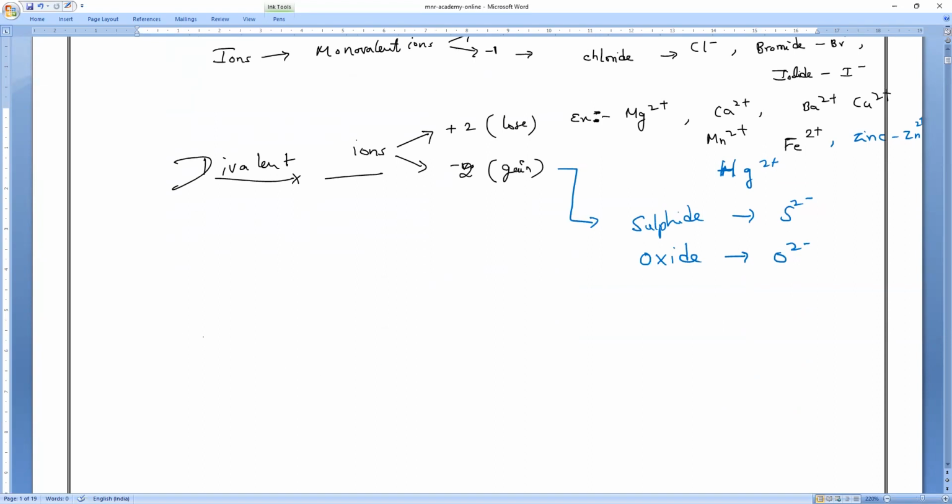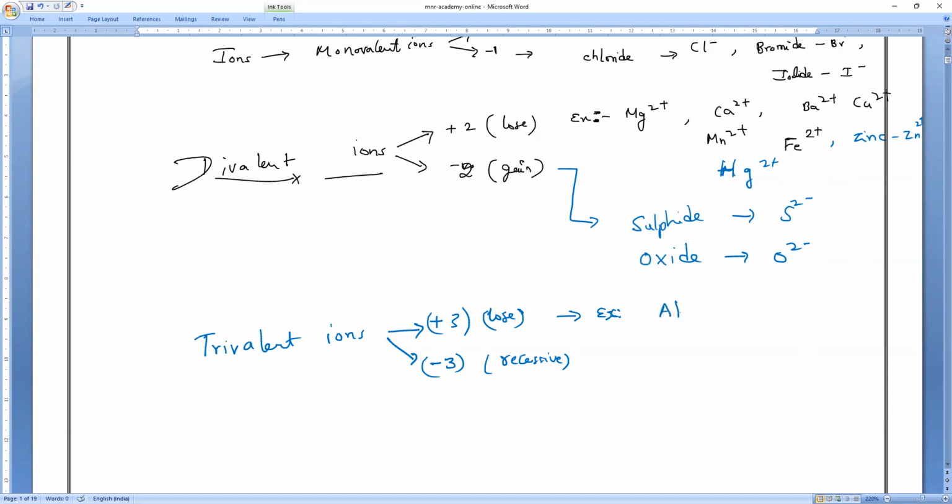Next, trivalent. We have already studied trivalent ions. Maximum how many electrons can an atom donate? 3. Maximum how many can it receive? 3 only. So any atom can lose a maximum of 3 electrons or gain a maximum of 3 electrons. For positive examples, who can lose 3 electrons? Aluminium, Al3 plus.